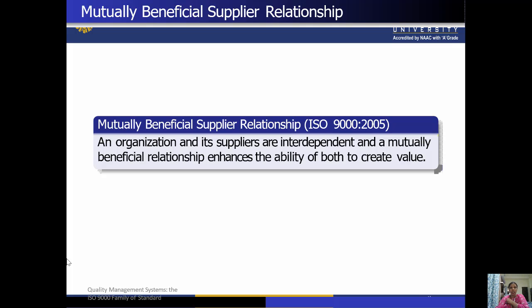If we are making a relationship for the benefit of both organizations, that is known as a mutually beneficial relationship. It creates value for both. So this is what the mutually beneficial supplier relationship is.